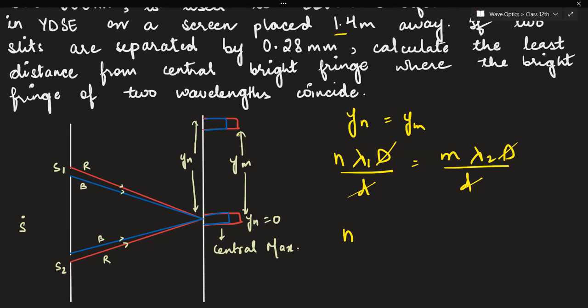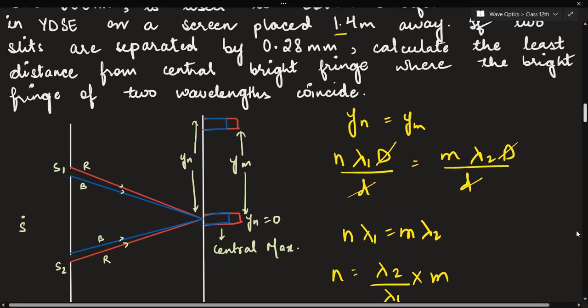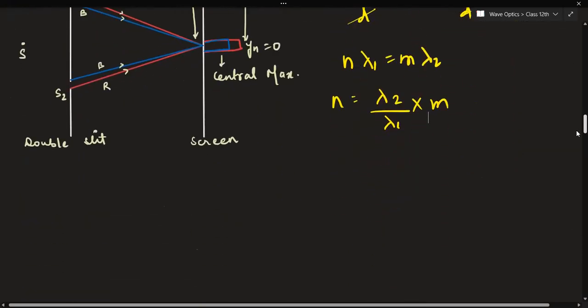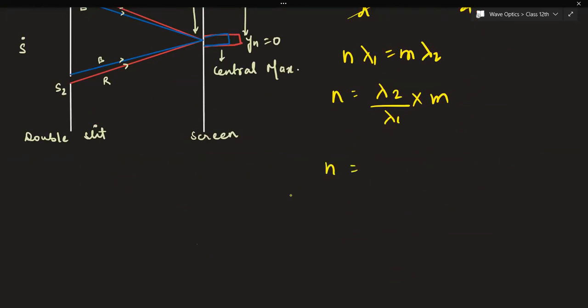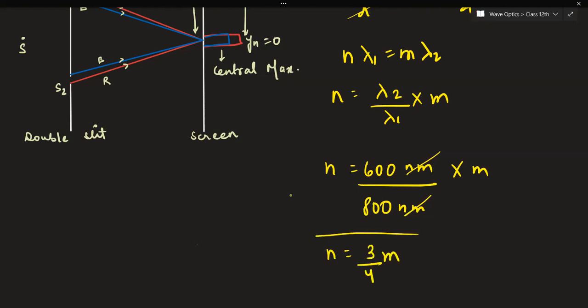Now see, n into lambda 1 is equal to m into lambda 2. Lambda 1 is given as 800 and lambda 2 is given as 600. So n is lambda 2 by lambda 1 into m. Put in the values: n is equal to 600 nanometer by 800 nanometer into m. Nanometer cancels nanometer, and we are left with 3 by 4 m.